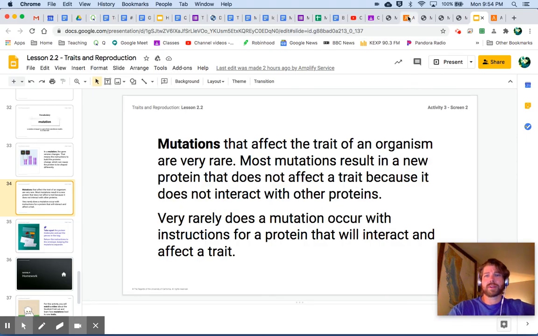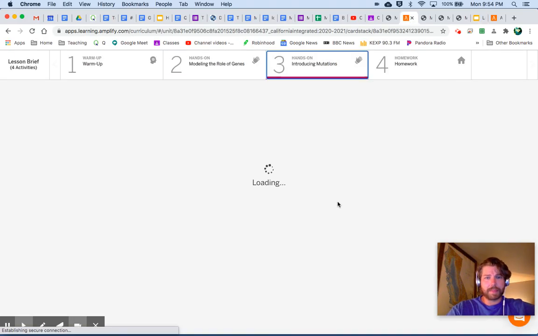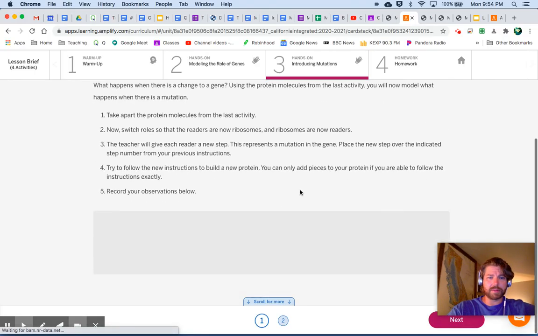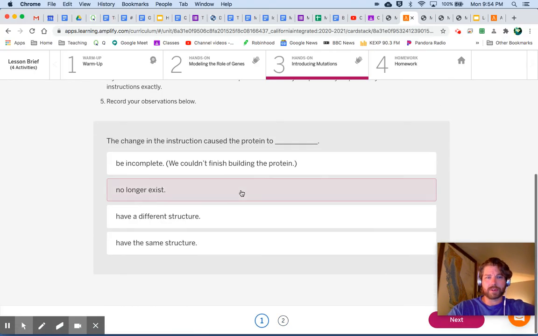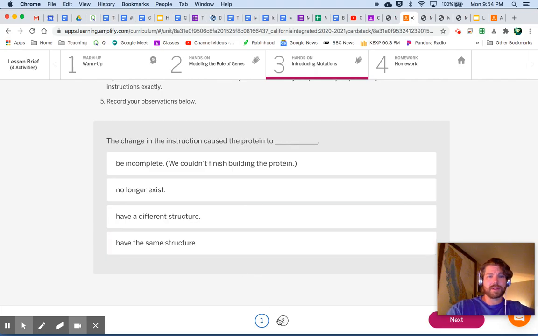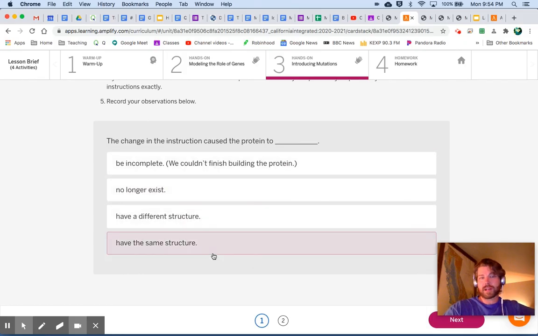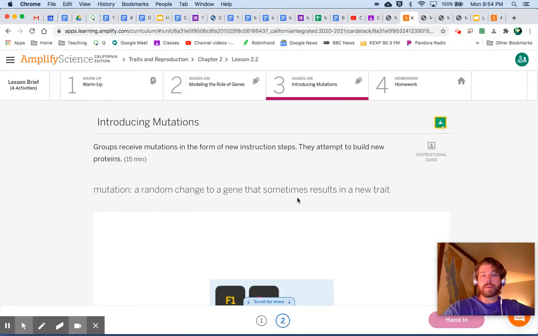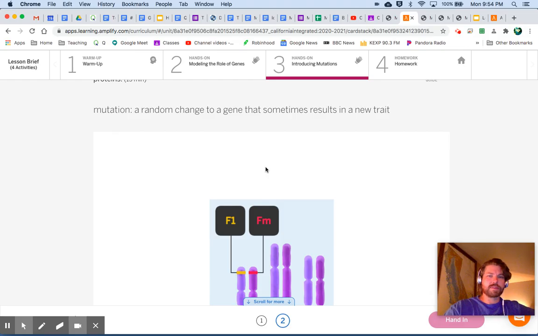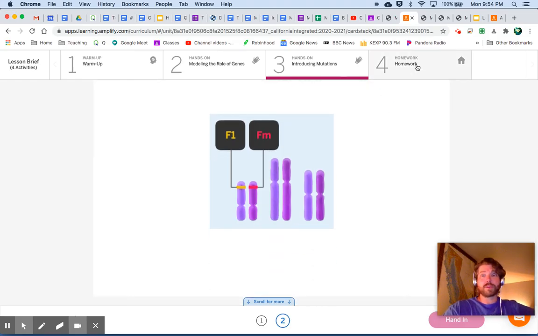So there are some questions for you to answer in activity 3. I'm getting to them right now. Record your observation. That's it right there. The change in the instruction caused the protein to, hey, I'll just go ahead and give it to you. It's the top 3. But maybe yours was different because it would be specific to what you had. And let's go on to the homework.